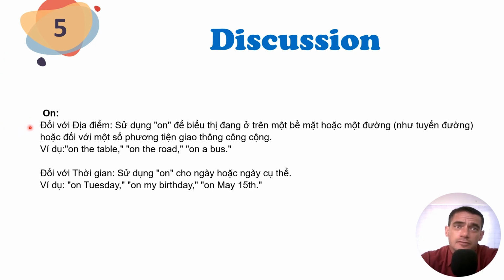On. For place, we use on to indicate being on a surface or a line, like a road, or for some public transportation, for example, on the table, on the road, on the bus. And for time, we use it for specific days or dates. For example, on Tuesday, on my birthday, on May 15th.